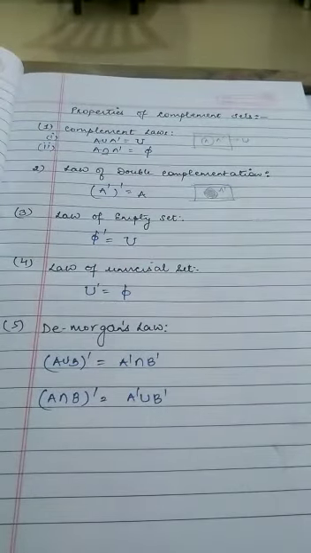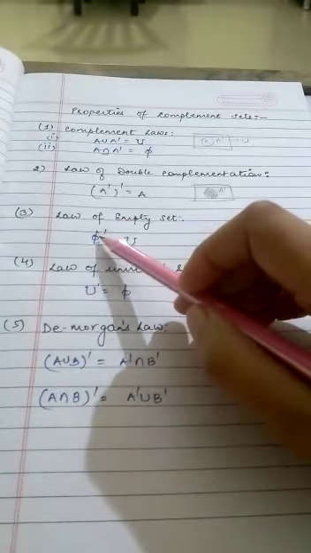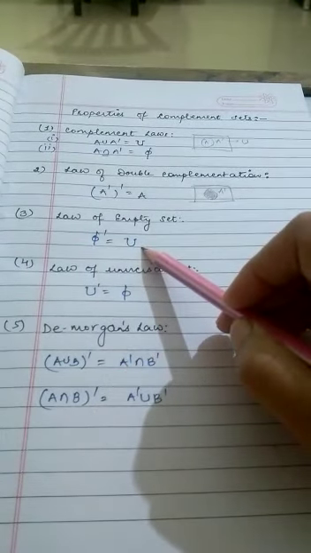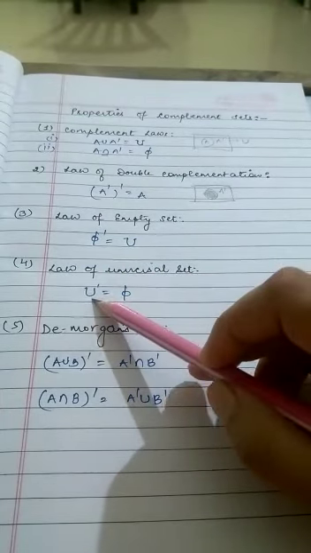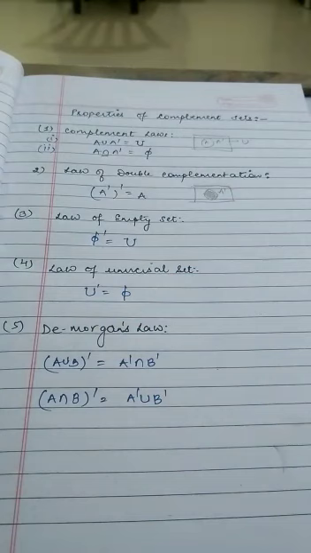Next is law of empty set. So law of empty set says complement of phi is equal to universal set. Right? Similarly, law of universal set says U complement is equal to phi because there will be no element which is not present in universal set.